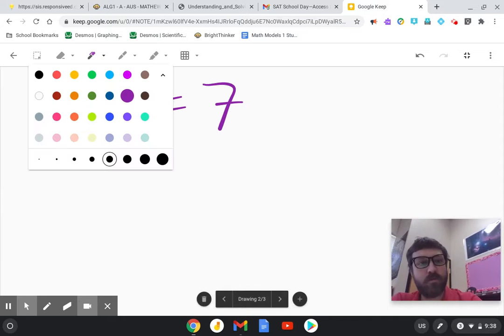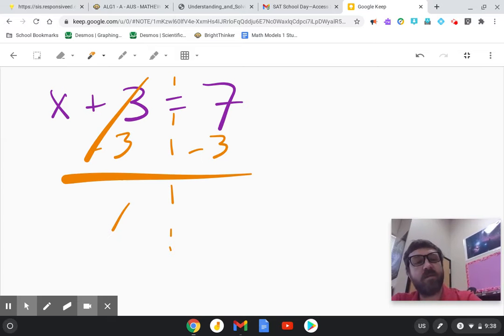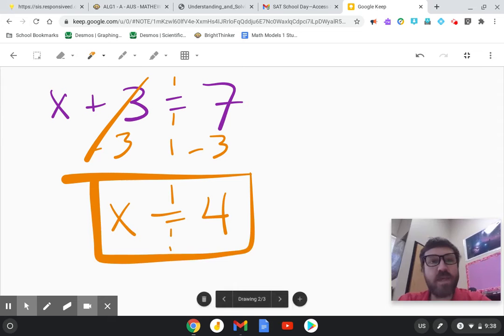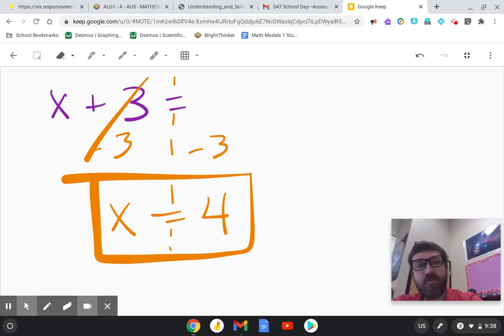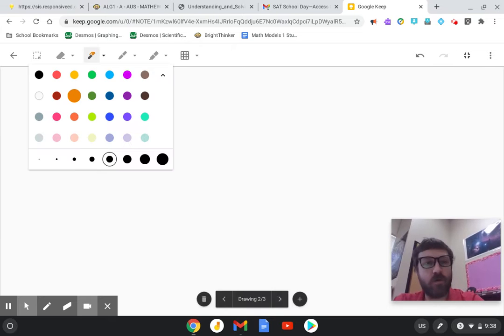As we learned previously, we need to keep our equation balanced. We're going to subtract 3 from both sides, cancel that, and we get x equals 4. So everything we just did right there, we can do when we have inequalities. It doesn't matter that it's an inequality and not an equal sign. All the rules still hold.